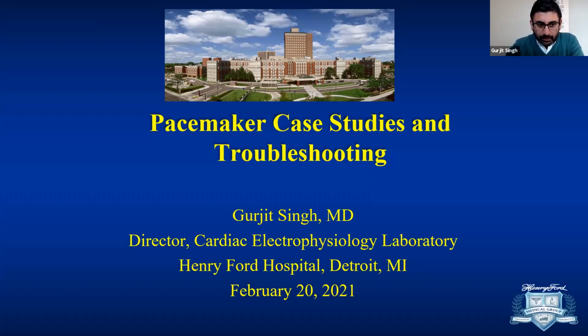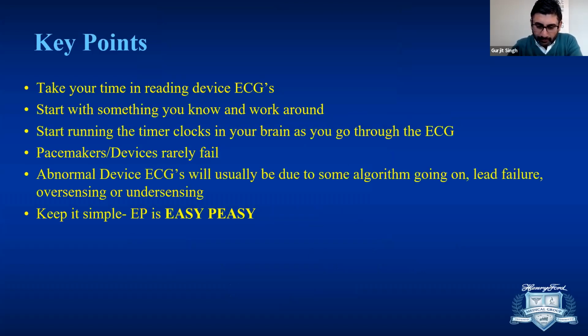So let's start. Just the key points, whenever I teach fellows, keep things easy, right? Take your time in reading device ECGs. Read it the way you do any other ECG, from one side to the other side. Start with something which you know, so find a paced beat and then work around. The moment you see a device ECG, the timer's clock should run in your brain, just the way it runs in the pacemaker. So the AV delay timers, the PVARP, those are the main ones which should keep running in your brain to figure out what pacing spike is going where.